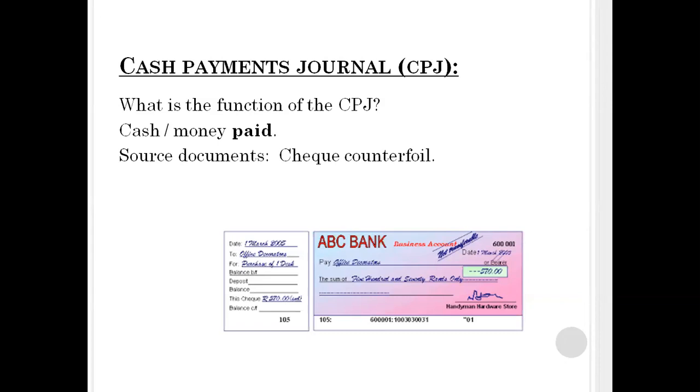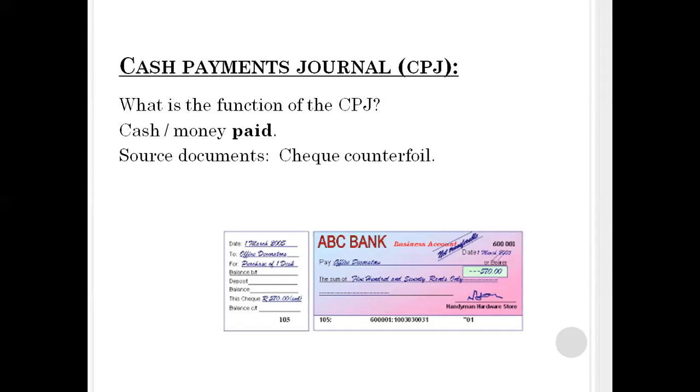Now today we are moving to the next journal, and that is going to be the CPJ, the Cash Payments Journal. What is the function of this journal, or what is this journal all about? In this case, it's about cash or money paid. Therefore, the CPJ, the Cash Payments Journal.